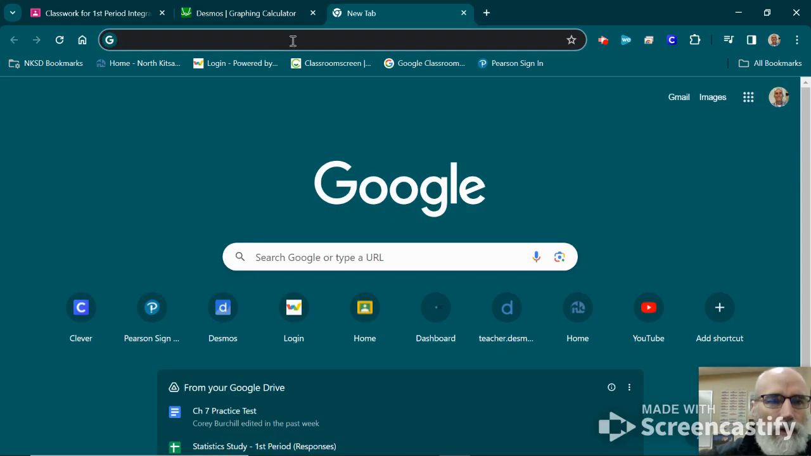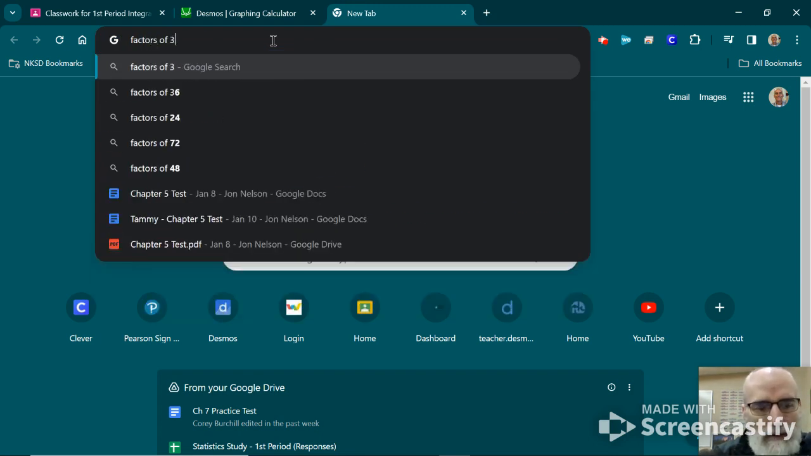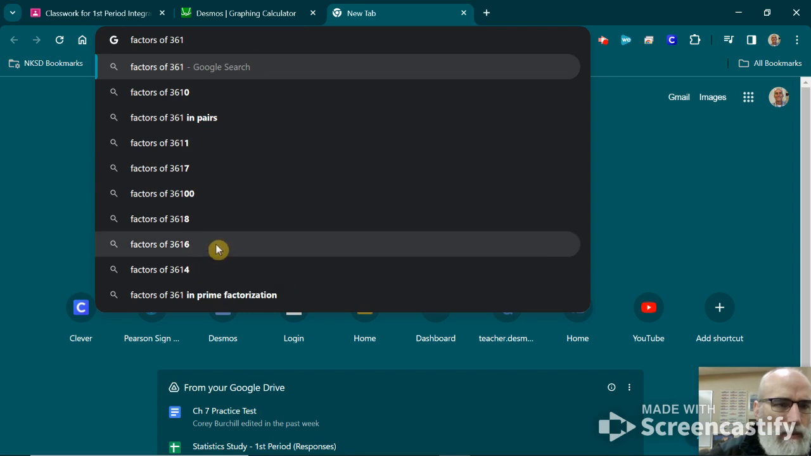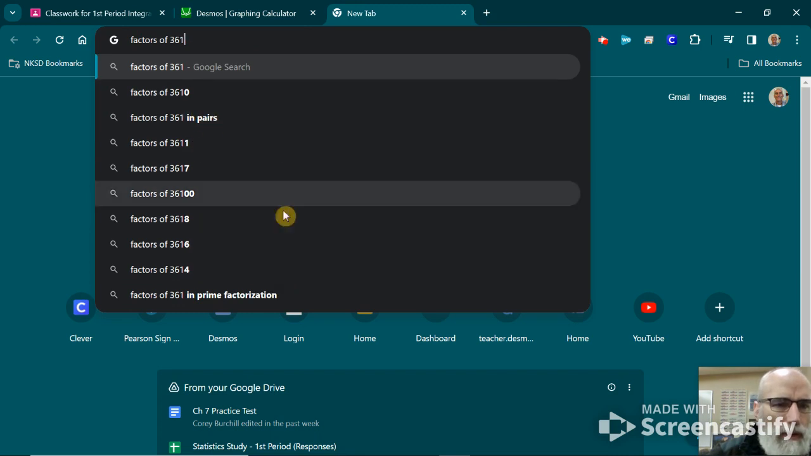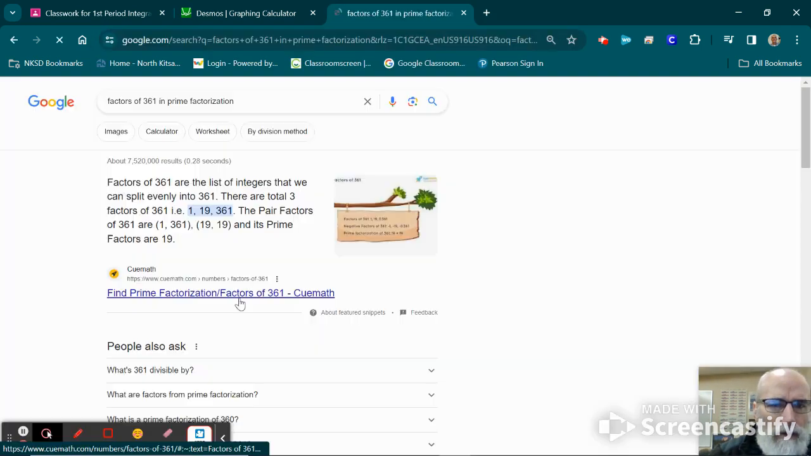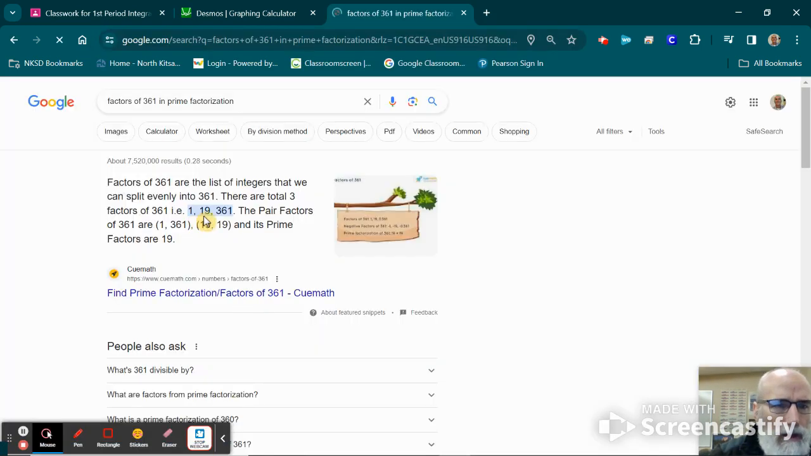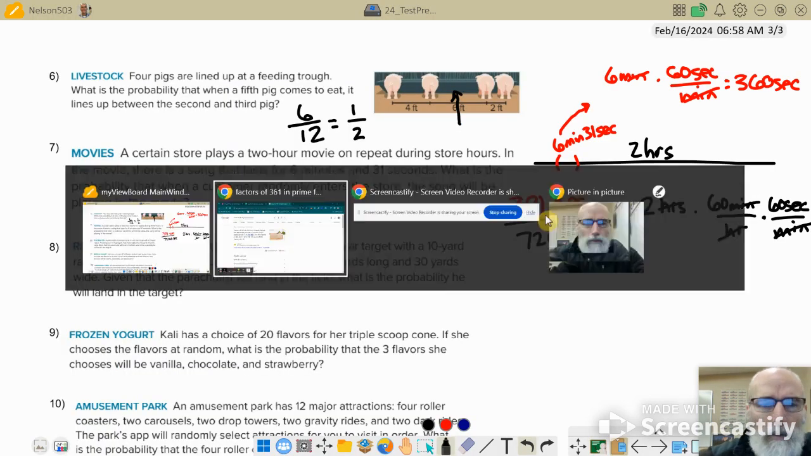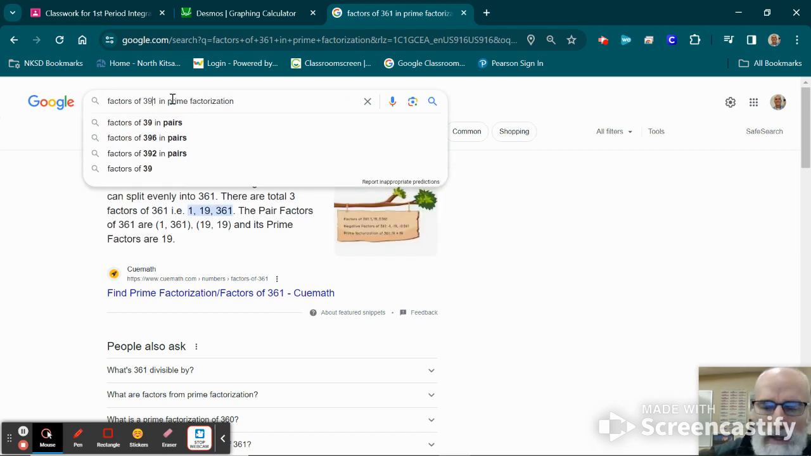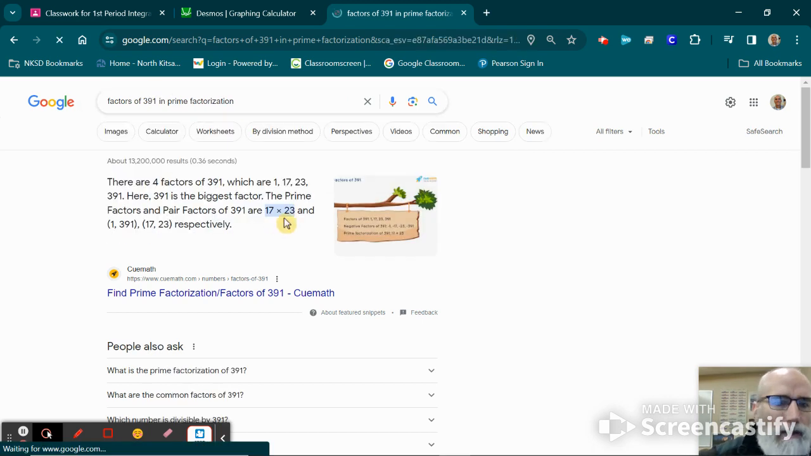They just went to Desmos and to Google, and they said factors of 361. And where are the factors of 361 in prime factorization? I think they did this, and they said, okay, so we got 1 and 19. Let's see here. Oh, 19 times 19 is 361. Interesting. Oh, it's 391. I was going to say, this is not the number I remember. So 391. Let's do that one. So yeah, they got 17 times 23.